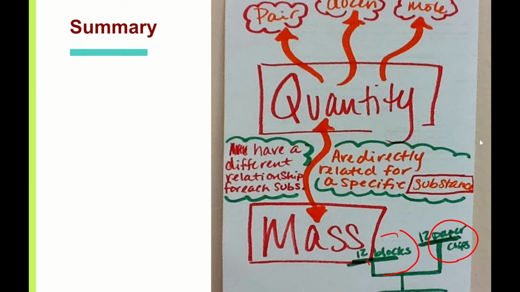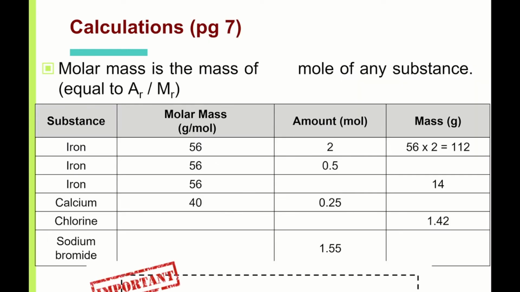So after learning all this, try to complete the next page of your notes, page 7. Molar mass is the mass of 1 mole of any substance. It can be any substance like iron, calcium, chlorine, sodium bromide, anything. So 1 mole refers to 6 times 10 to the power 23. We seldom use that number. We often use mole, because mole is easier to count. All right, so let's take a look.